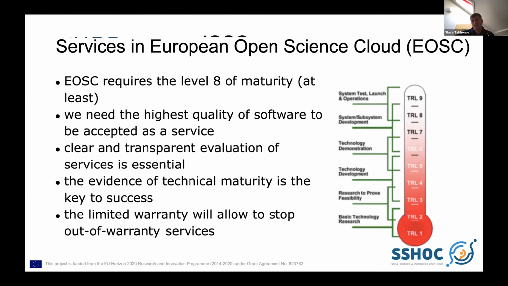It's about system test, launch, and operation, and system subsystem development. And it's a little bit higher than just technology and demonstration that you have in most research projects. So we need the highest quality of software to be accepted as a service, and we also need clear evaluation of services and evidence of technical maturity. And of course, we have to stop services that will go out of warranty. So the CESSDA maturity model is really aligned with the software quality assurance as a service framework. And this is something we are going to tell you during this workshop.